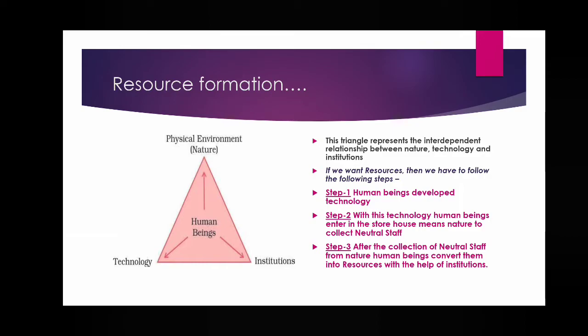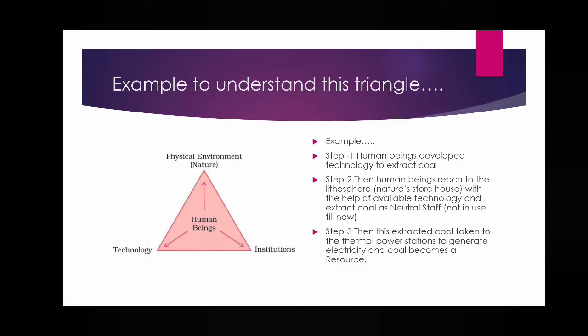Now come to the next. By one example, again I have tried to discuss the meaning of this triangle. So what is the first thing? That human beings develop technology. Technology for which thing? To extract the coal. So we have decided I will extract the coal, so I have developed that type of technology, digging machines or that type of technology which are required to extract the coal.